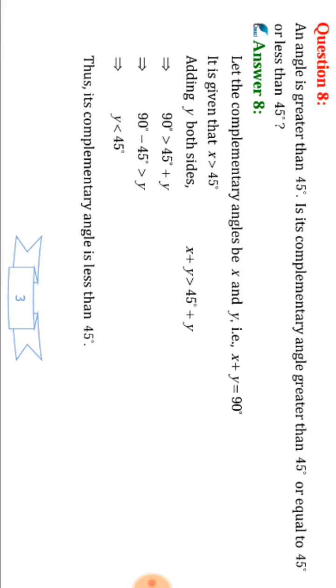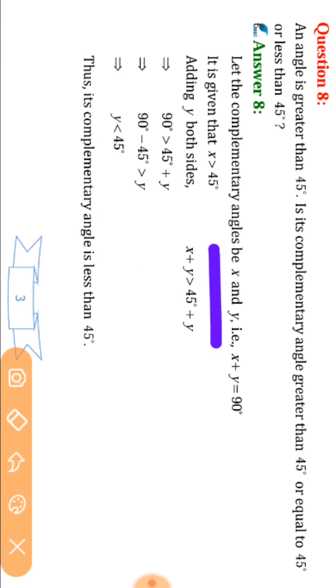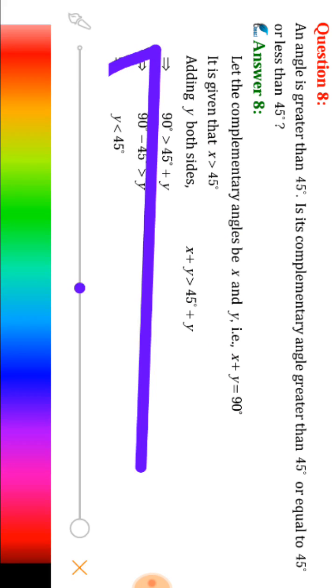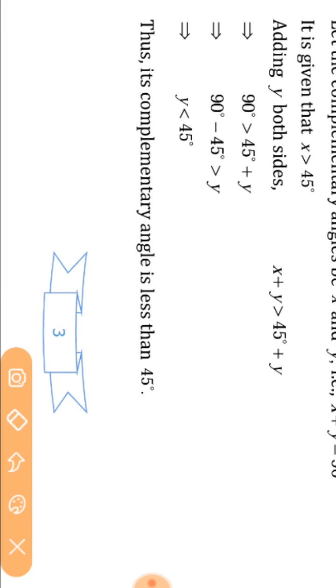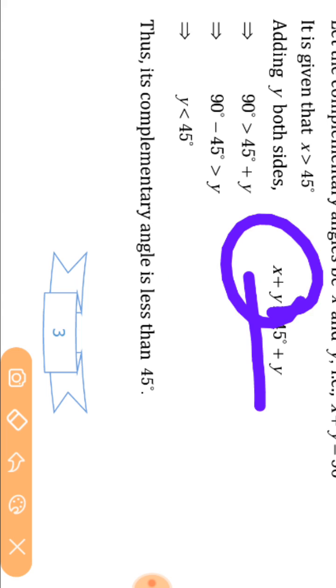So how can we find this out mathematically? Let the complementary angles be x and y. One is x, another is y. So x plus y is equal to 90 degrees. Given that x is greater than 45. Adding y on both sides, what does it give? x plus y is greater than 45 plus y. And x plus y is nothing but 90 degrees.